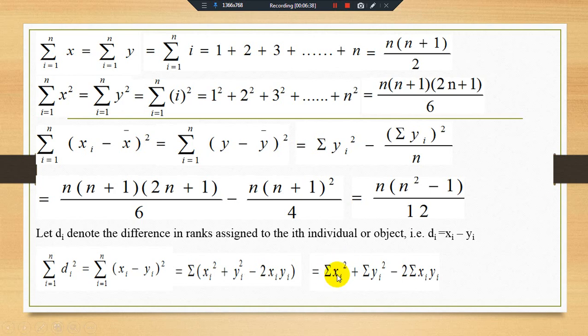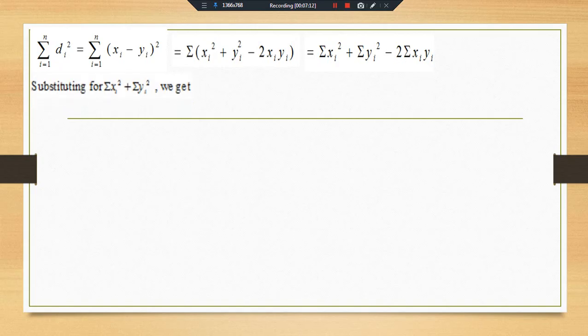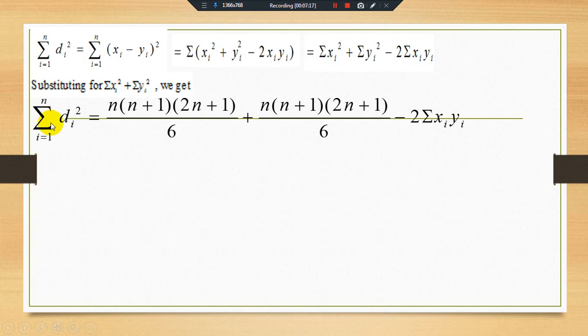Now you have to put the summation xi value here and plus summation yi value here. So see, here we have x value, so the x square value is this, and like that we have the summation y square value is also this, because we have summation x square equal to summation y square. So that's why we have to put this value in place of x square and at the same time this value in place of y square. So substituting summation x square plus summation y square, we get summation di square.